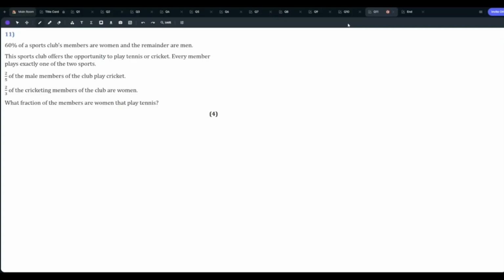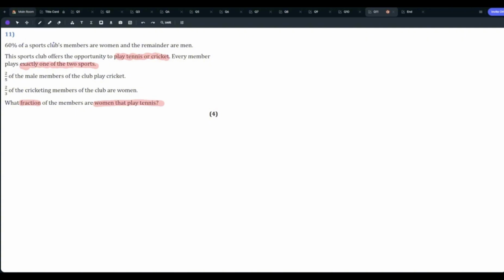Question 11, we're nearly there. 60% of a sports club's members are women and the remainder are men. This sports club offers the opportunity to play tennis or cricket. Every member plays exactly one of the two sports. Right, so they can only play one, but they have to play one. 2/5 of the male members of the club play cricket. 2/3 of the cricketing members of the club are women. What fraction are the members of women that play tennis?